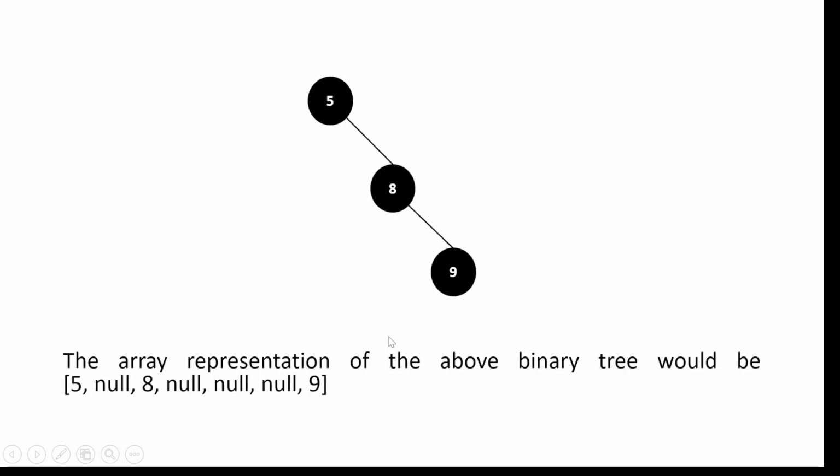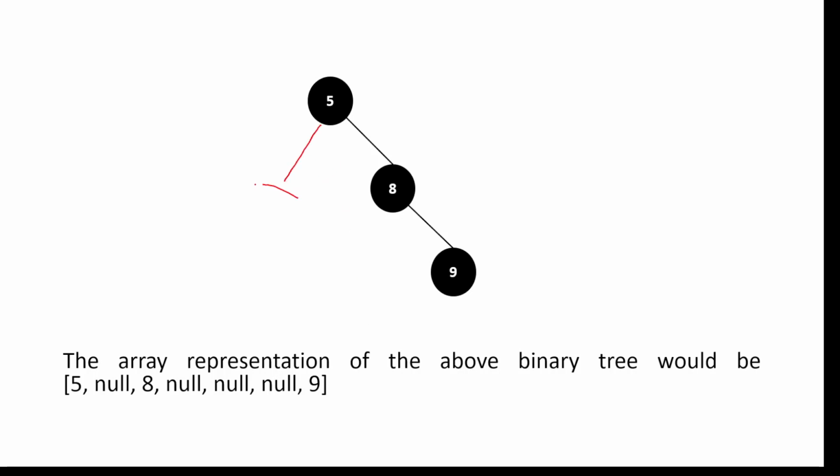Let's take another example where there is a null value, where there is no left child for the node. In this case, the array representation would be 5, null, 8, null, null, null, and 9. How do we get this? Let us look into it.